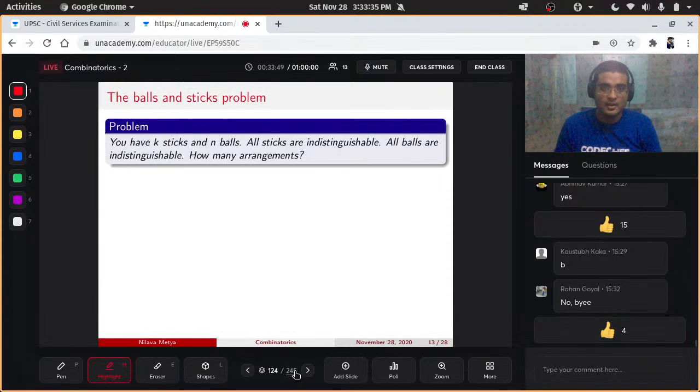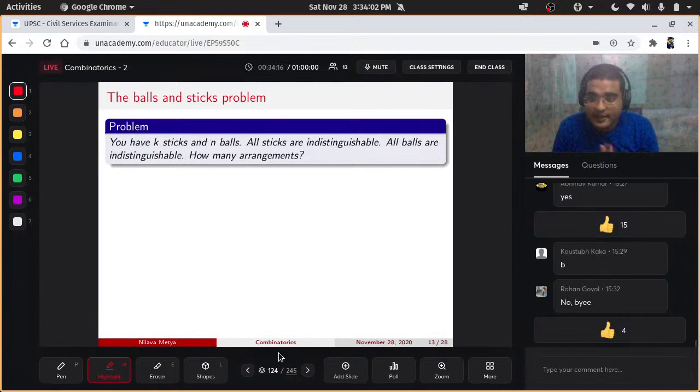Okay. Now we change our topic. Now you have n balls and k sticks. All these sticks are indistinguishable. How many arrangements are there? Sticks are indistinguishable, like sticks look the same. The balls look the same. How many of them are there?